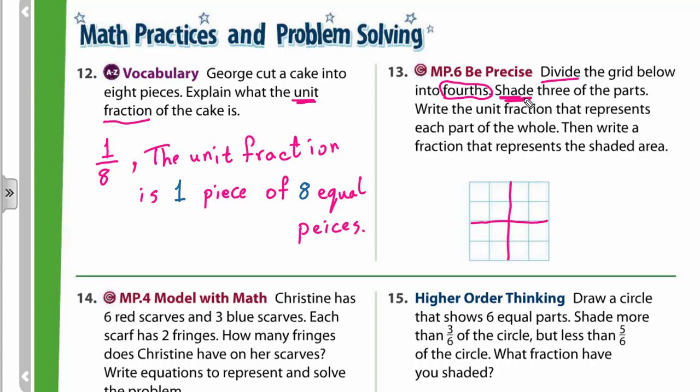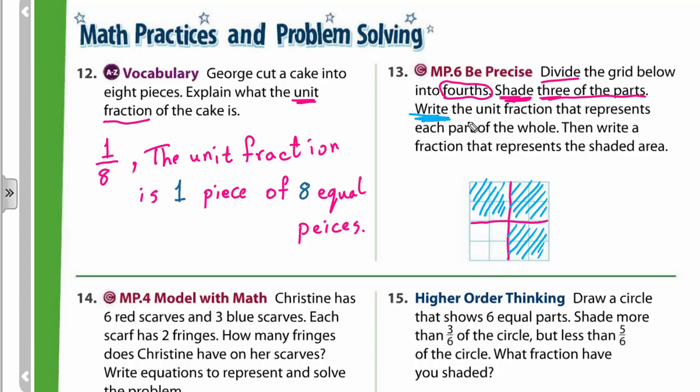Shade 3 of the parts. Okay, I will do this, then we will continue. Shade 1, 2, 3. Shade any 3 of them. And after that, let's continue.